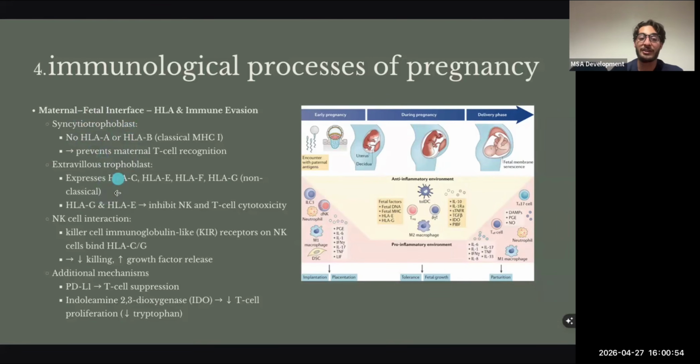Instead, they express HLA-C, E, F, and J, which are non-classical. And what these ones do is that they actually inhibit T cell cytotoxicity and NK cells. And because of that, it's going to prevent any T cell recognition and it's going to prevent T cell activation. This is the main idea that you need to know. All right. And also the natural killer cells, they bind with specific receptors on the HLA C and G antigens that decrease the killing of the natural killer cells and it increases growth factor release.